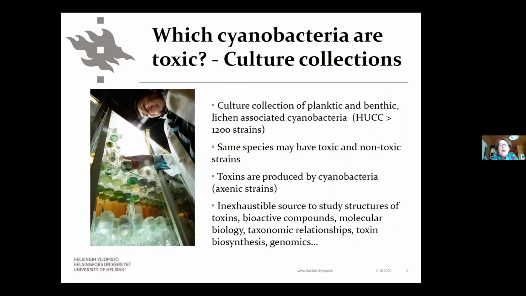Many years ago, we also wanted to know which cyanobacteria are toxin producing. At that time, the only way we could verify this was to isolate cyanobacteria into cultures and study their toxin production. This yielded for us, at the University of Helsinki, a large culture collection of planktic, benthic and even lichen-associated cyanobacteria. We have over 2,000 strains at the moment. And surprisingly, we also found microcystins and nodularins in lichen-associated cyanobacteria.